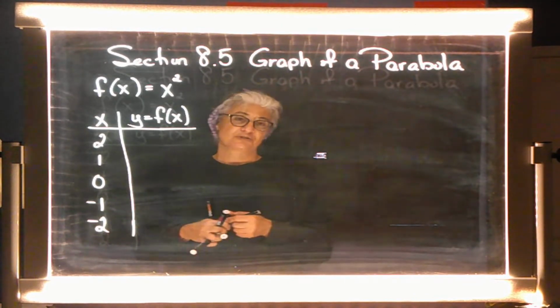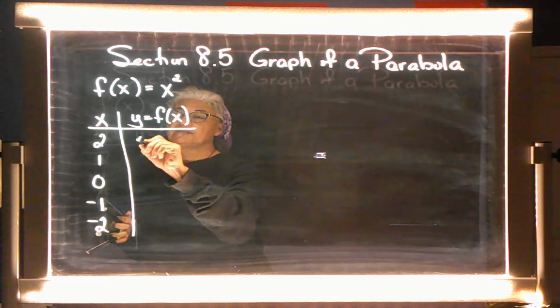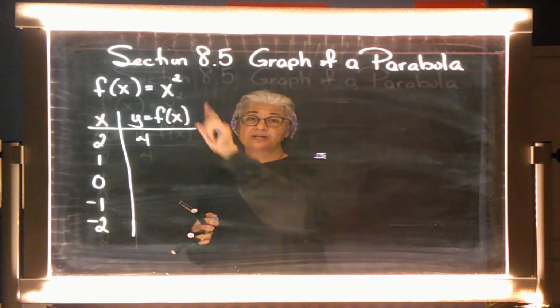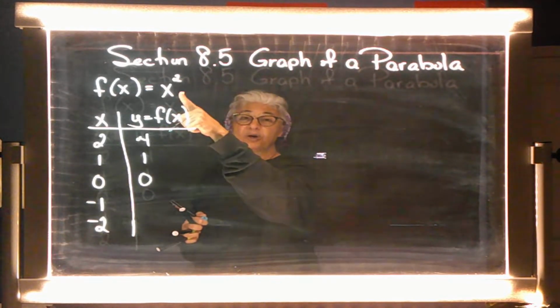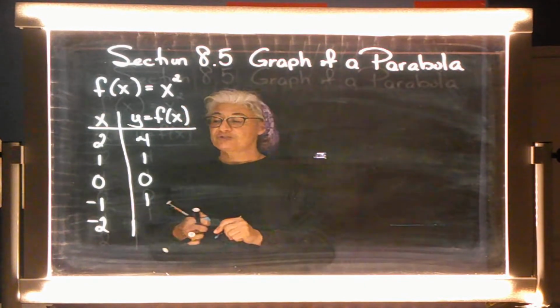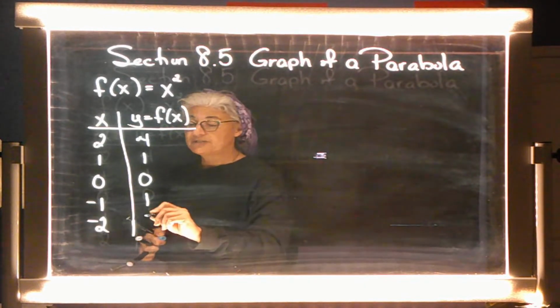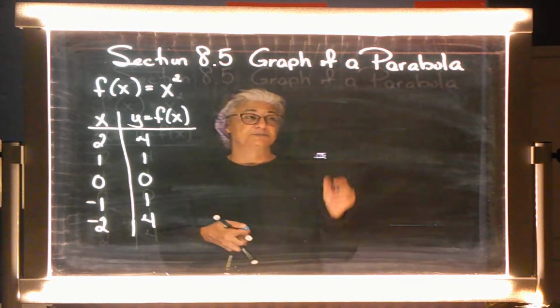So, I'm not going to insult your intelligence. You plug in 2 for x, you're going to get, right, 4. You plug in 1, you're going to get 1. 0 gives you 0. Negative 1 to the power of 2 is still a positive 1. And negative 2 to the power of 2 is still going to give you a positive 4. Agreed?